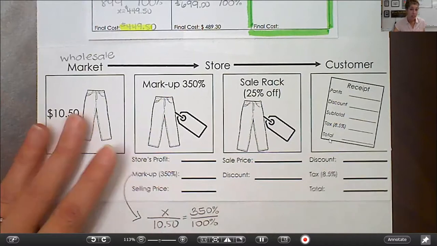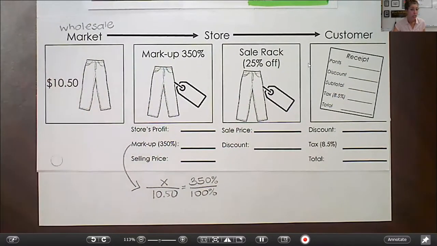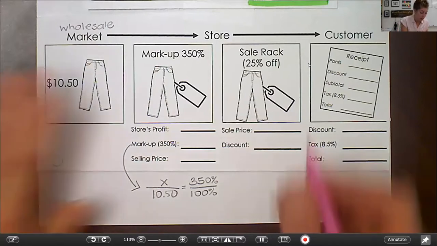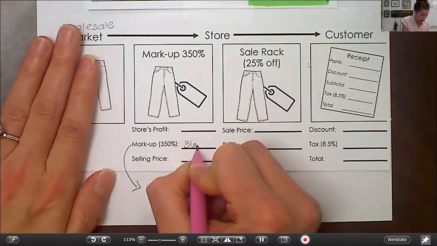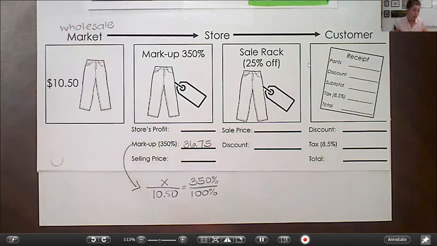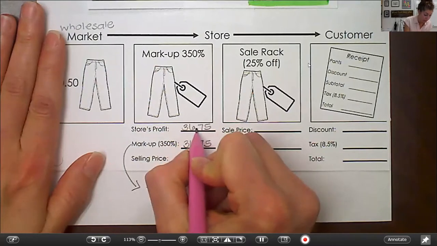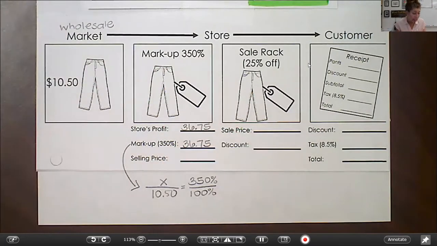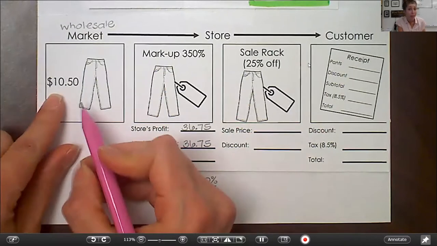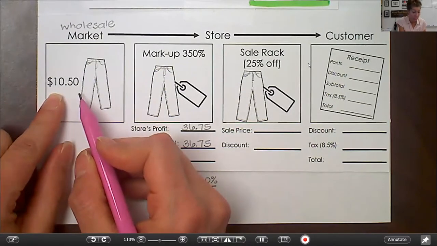Okay. Now to save us some time, I already did these calculations in a calculator. So I'm going to go ahead and just put them on there. I'm assuming you guys feel comfortable solving those. So we have $36.75 is what they mark up that price. That's actually considered their profit. Okay. Now they're not going to sell it for $36.75 because remember, they also paid for them $10.50.